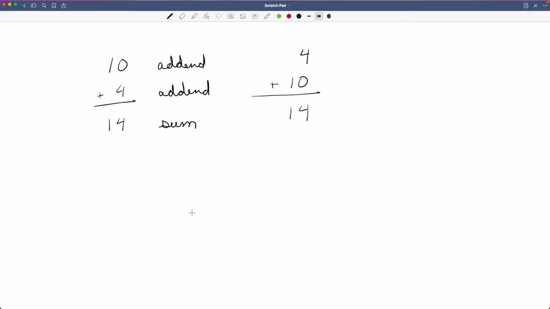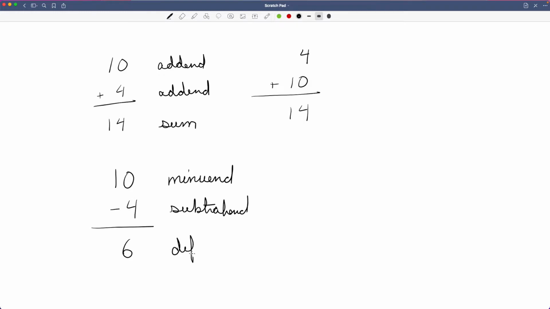It's different with subtraction. With subtraction, you have a number you are subtracting from. Let's say we have 10 and we're going to subtract 4 this time. The number that you start with that you want to subtract from, that's called the minuend. And the number that you are subtracting is called the subtrahend. And then the result or the answer is going to be called your difference.